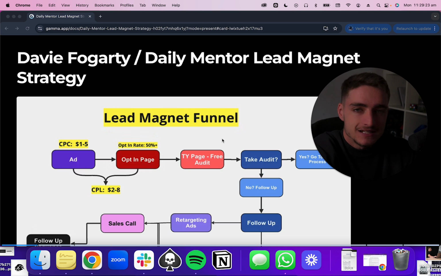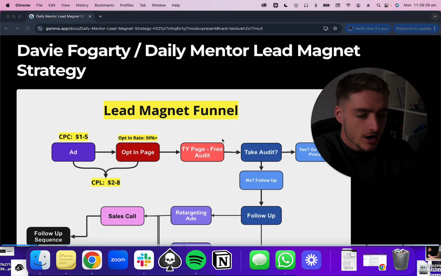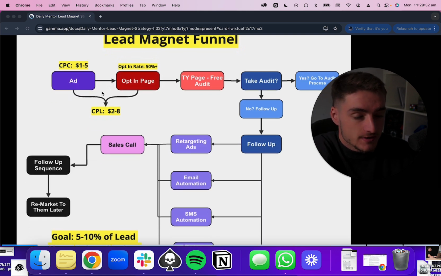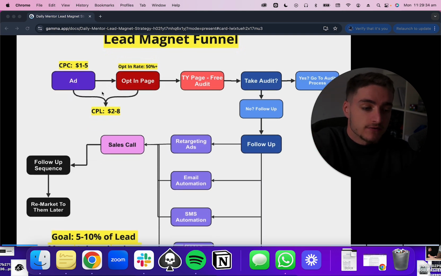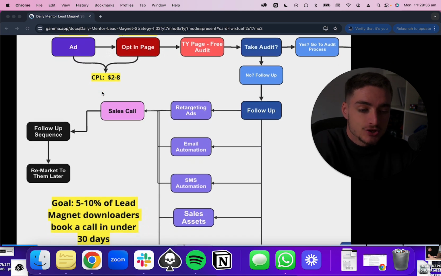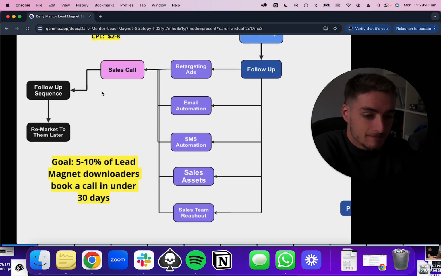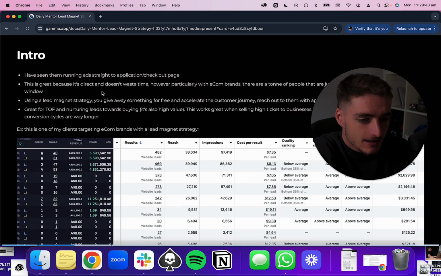Lead magnets are typically quite an effective strategy, and I wanted to run you through just some of the thinking that I would use when running basically this funnel where you're running an ad to an opt-in page, giving away something for free, some sort of free resource, and then essentially pushing them towards some sort of sales call. So we're going to get into it. Should be pretty value packed, hopefully, and we'll go from there.